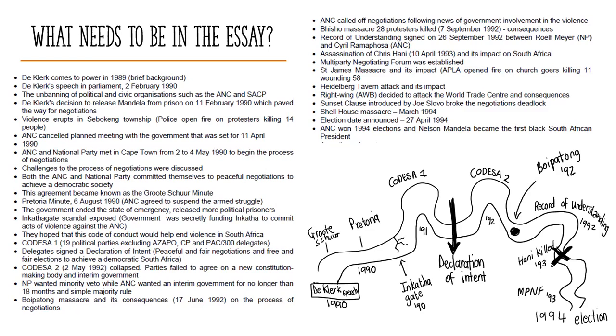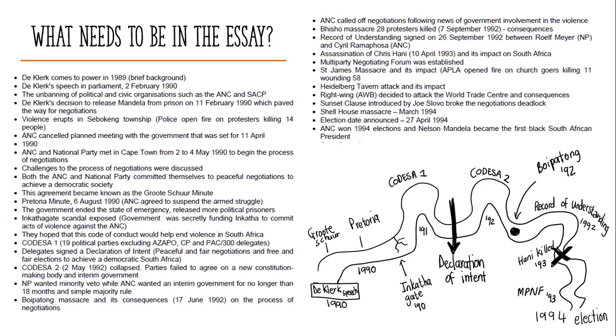Unfortunately, CODESA 1 ends in failure because people were not able to agree on key issues such as who's going to run the government and how this new constitution is going to look. Then you've got CODESA 2, which is a few months after CODESA 1, but in the next year, on the 2nd of May 1992, which also collapsed because parties failed to agree on a new constitution-making body and an interim government. So what was the big problem with CODESA 2?